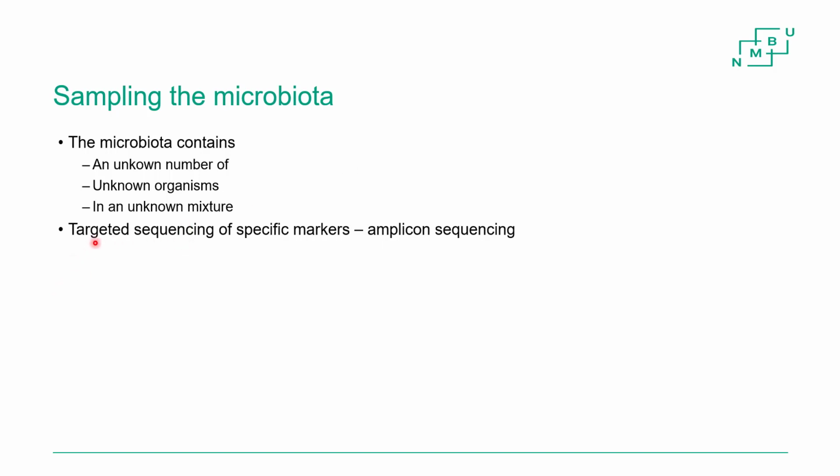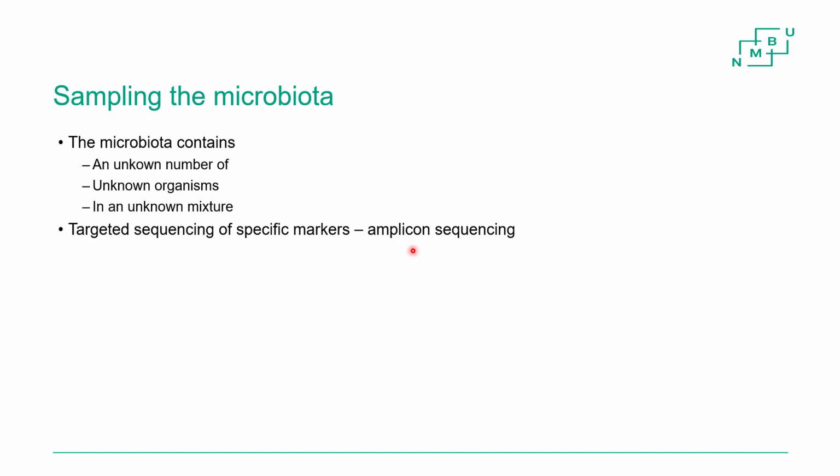So we do a targeted sequencing of a specific marker or markers, which is also why we sometimes call this amplicon sequencing, because before we do sequencing, we amplify with PCR a certain region or a certain gene, and then we do sequencing of these amplicons, the amplified part of the genome.